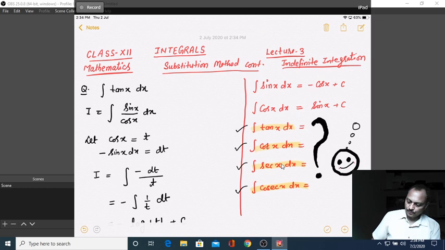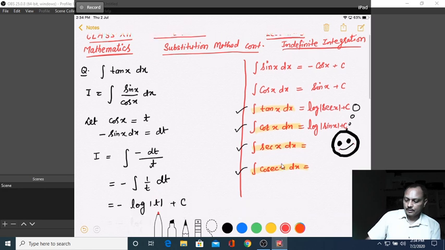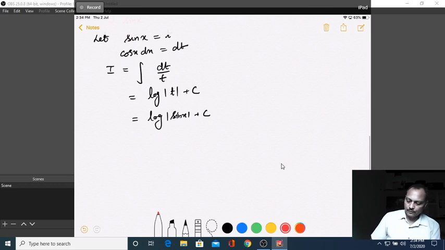So now we can remove this question mark because now we have the formula. It is log of sec x plus c, and this is log of sin x plus c. Now we have to find the formula for integration of sec x.